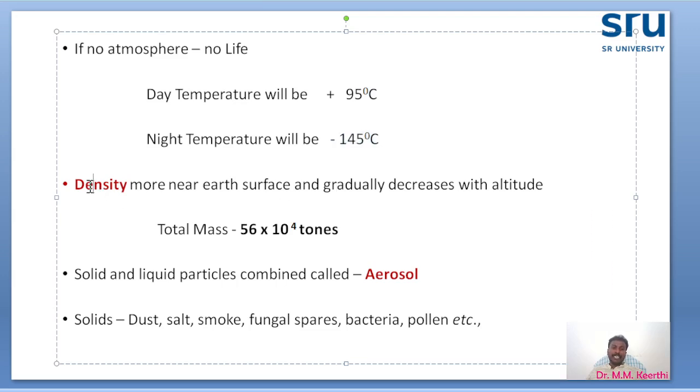What about the mass? The total mass of the atmosphere is 56 into 10 to the power of 4 tons. Another important concept is called aerosol. Aerosol is a combination of solid and liquid particles. What are the solid portions? Dust, salt, smoke, fungal spores, bacteria, and pollen. These are all the solid portions.